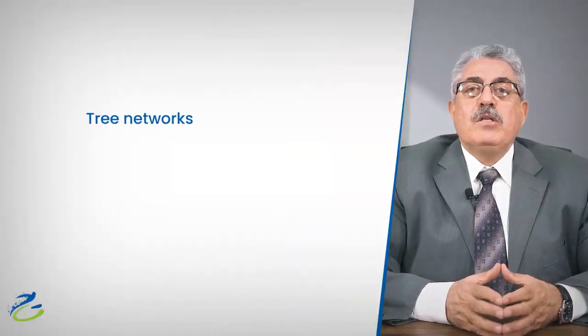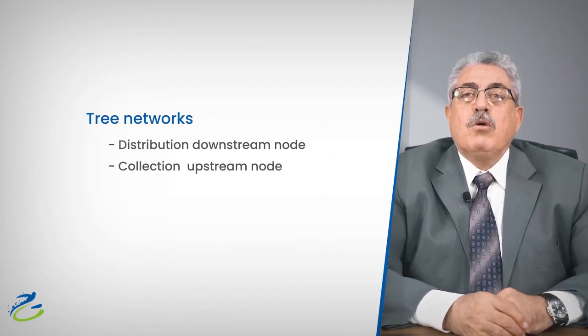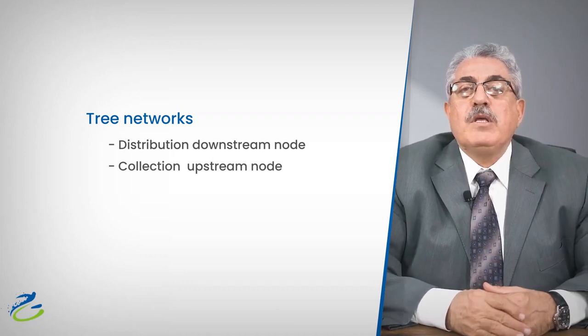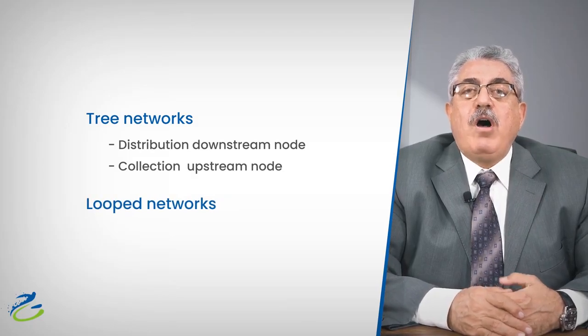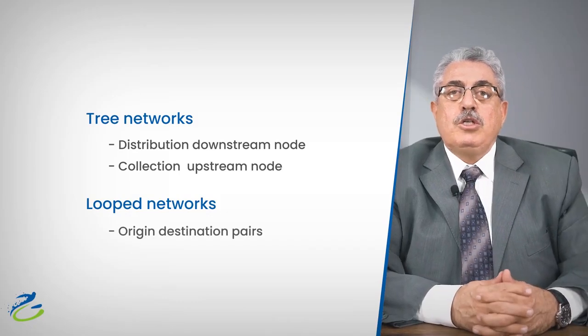Another important issue is how to name pipes. For tree networks, the naming is very easy because the direction of flow is known before we do the analysis problem. We use downstream nodes to name distribution pipes and upstream nodes to name collection pipes. We don't need to have different names for the nodes and pipes as for looped networks, where the only way to specify a pipe with its flow direction is to use origin-destination pairs.